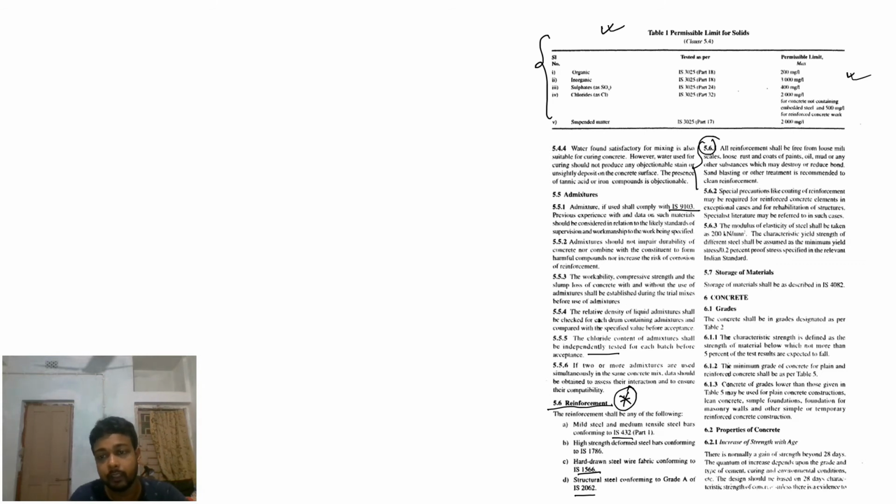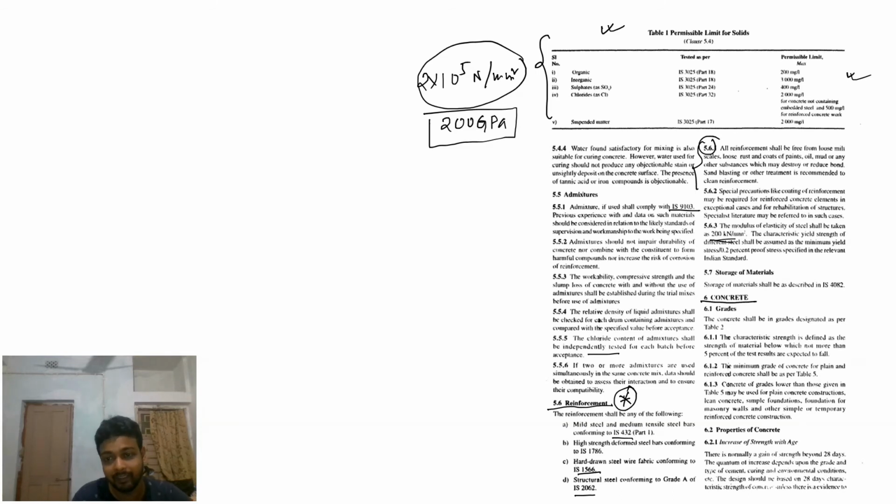The modulus of elasticity, they sometimes ask: 200 kilonewton per mm square. Some people say 2 into 10 to the power 5 newton per mm square, or 200 GPa. That is also right. Now we talk about the concrete. RCC, reinforced cement concrete. We already read about cement, coarse aggregate, water, as well as reinforcement. Now we start the concrete, the grade.